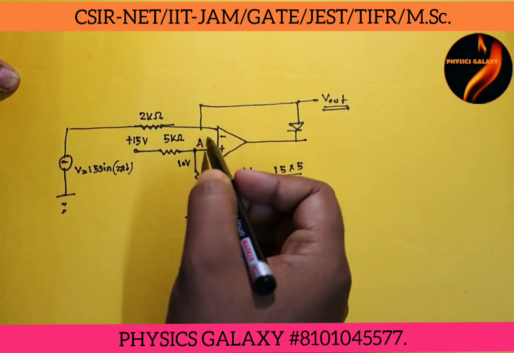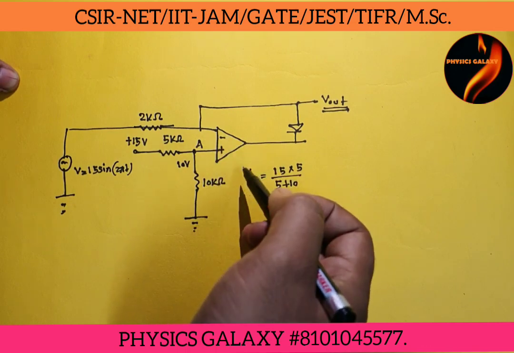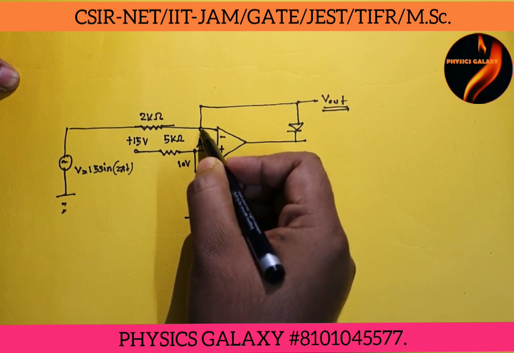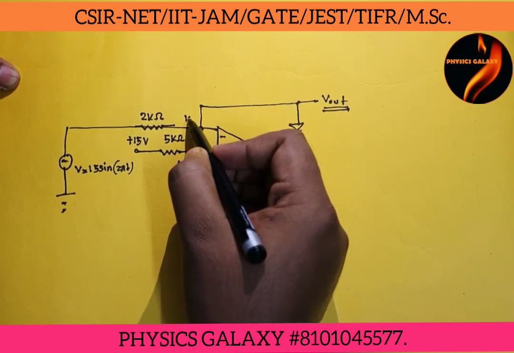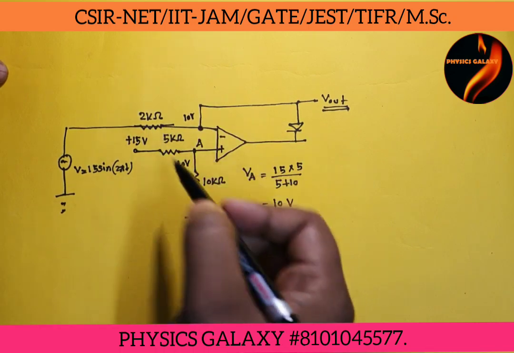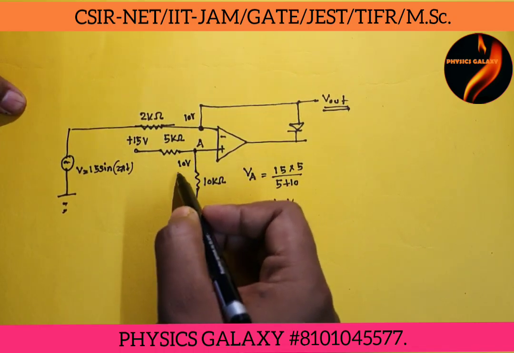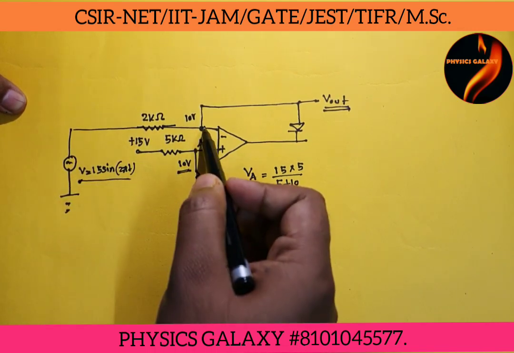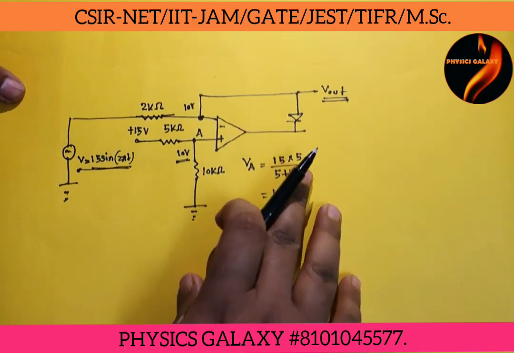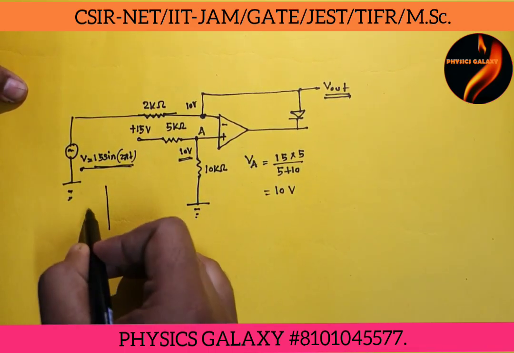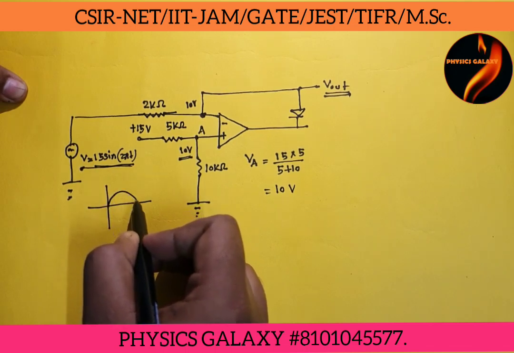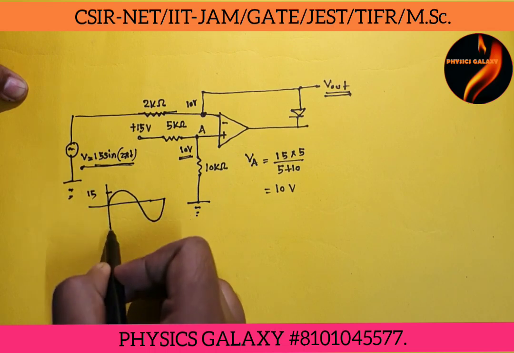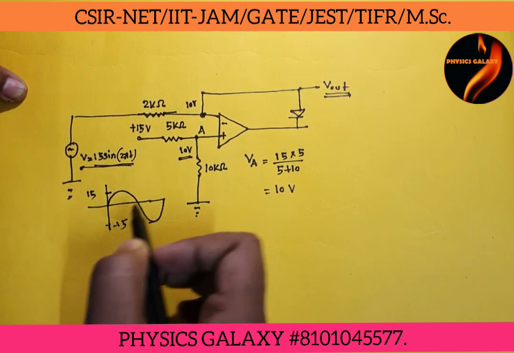So we know that no current passes through an op-amp as it has infinite impedance. So this potential will also be a virtual potential of 10 volt. So when the potential here is 10 volt, let us consider the voltage applied at this terminal is 15 sin 2 pi t. So this is basically a sinusoidal voltage. So it looks like this one. So the maximum peak here is 15 and the minimum peak here is minus 15.